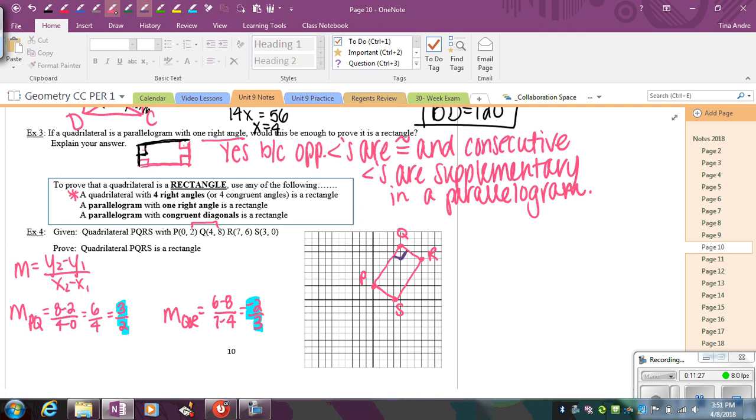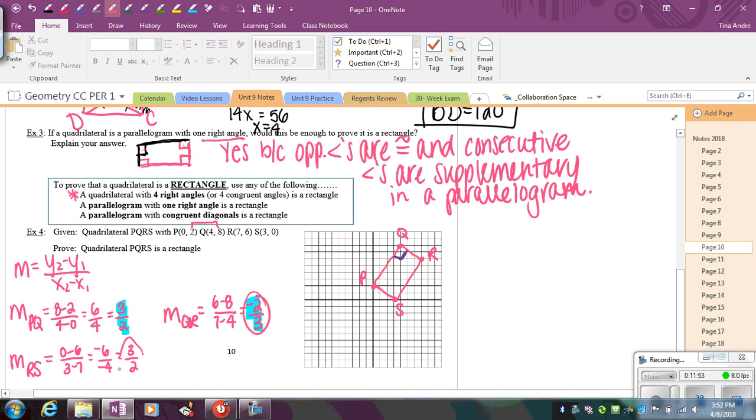I continue the process here. I'm going to work on the slope of RS. So RS, I have 0 minus 6 on top, and then 3 minus 7 on the bottom. So this is going to be negative 6 over negative 4, which will reduce down to 3/2. So again, comparing this with this, because those are the 2 adjacent sides, those have negative reciprocal slopes.